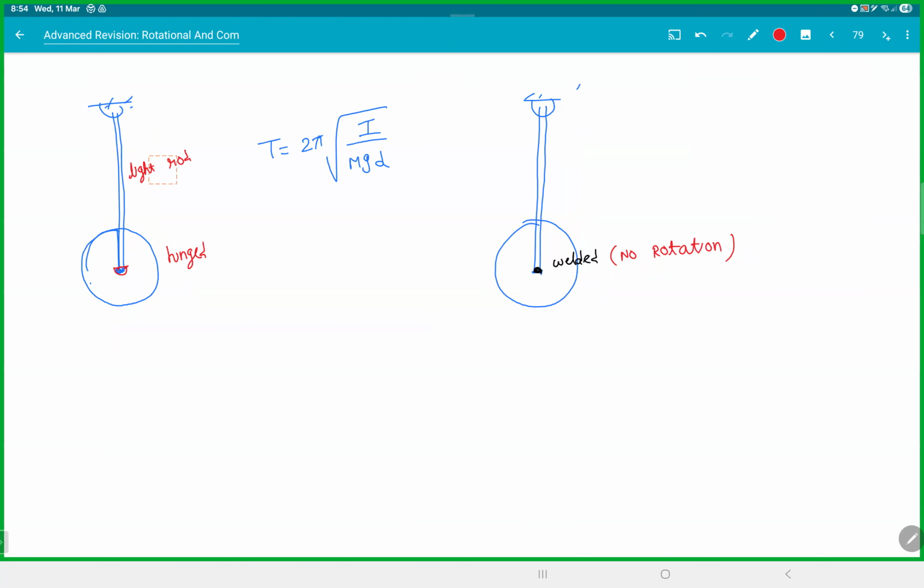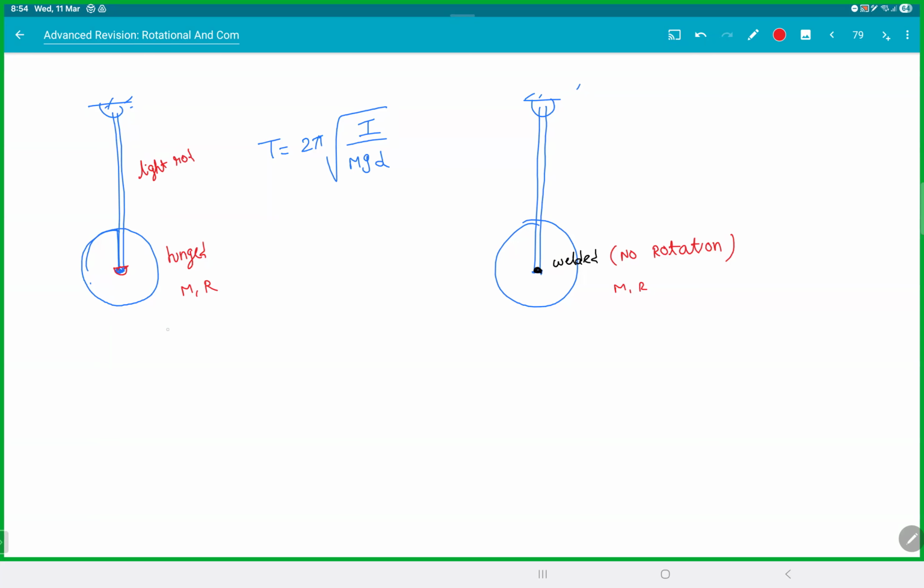I'll take the rod's mass also, better. Let's say the rod's mass is m and length L. This is m and r. Okay, this is m and L, and this is also m and r. So now if they ask you to find the time period of this, or maybe let's not take it, you'll get confused. It's not a big deal, you can just add it up.